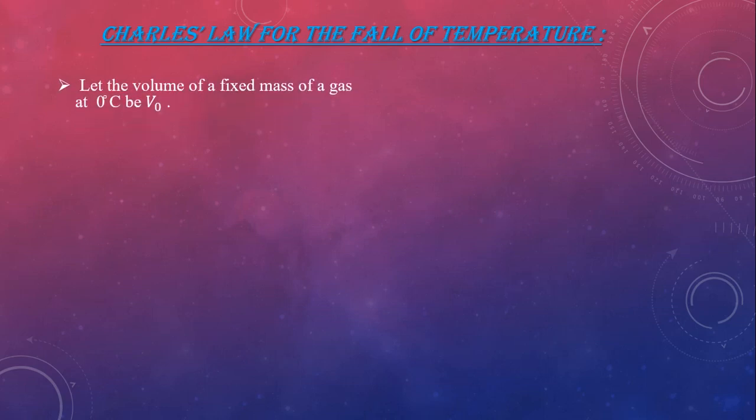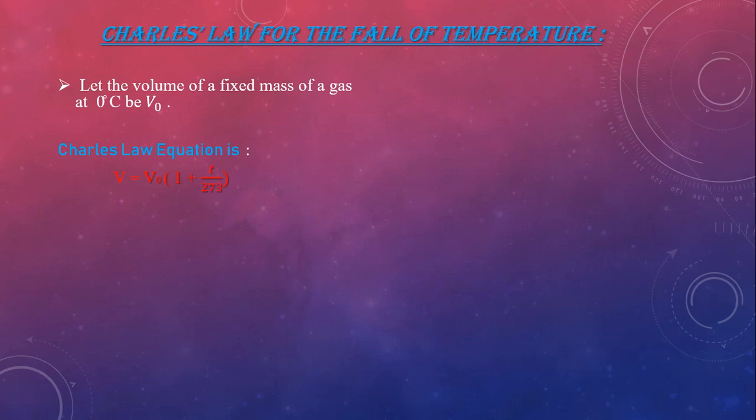Let us see. So first we have to assume some constant, that is, let the volume of a fixed mass of a gas at 0 degree be V0. We've been assuming this V0 since long. Now we know what the Charles' law equation is. Charles' law equation is V equals V0 times 1 plus t by 273. This is the standard equation of Charles' law.